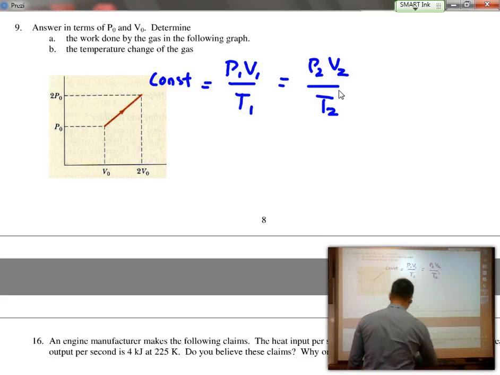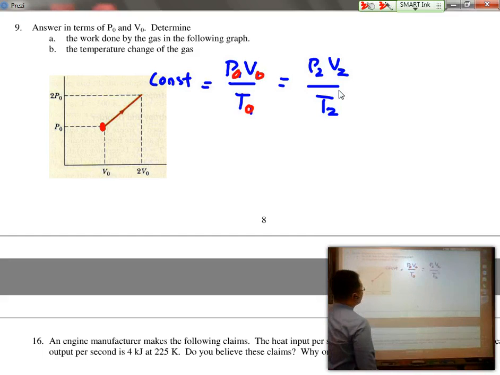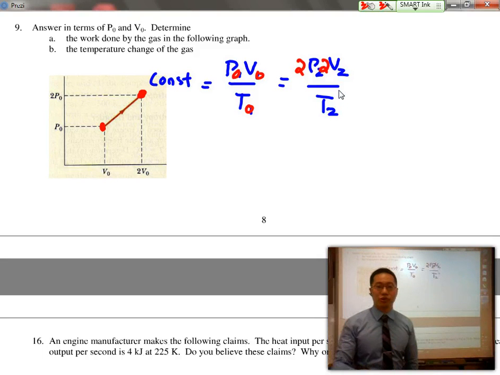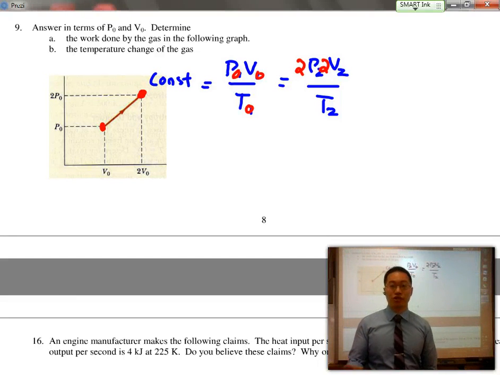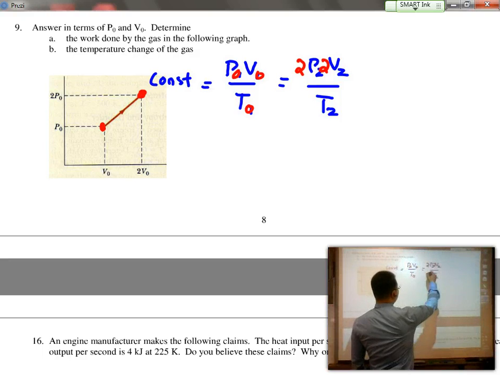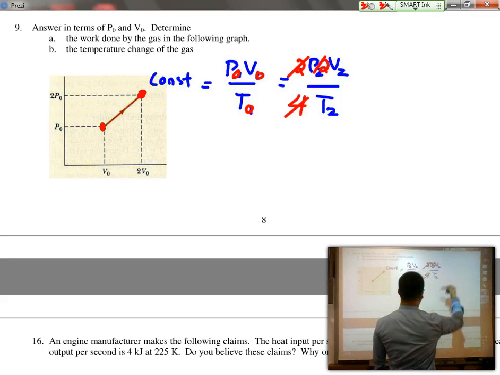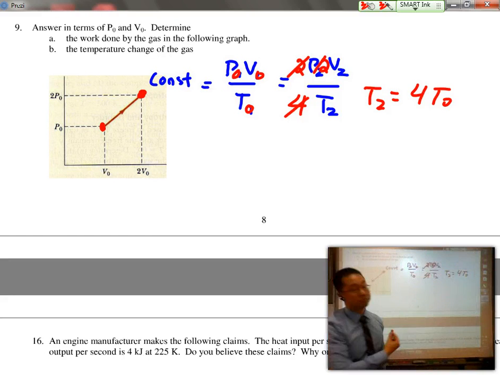So when you go from, initially it's PO, VO, and TO, when you go to the second point, now the pressure has doubled. The volume has doubled. What number has to go in front of temperature so it cancels out all the multipliers? So of course, to cancel out the double pressure, the double volume, you have to have 4 times as much temperature, so that way it all cancels out. So the answer in this case would be T2 is equal to 4 times the initial temperature.